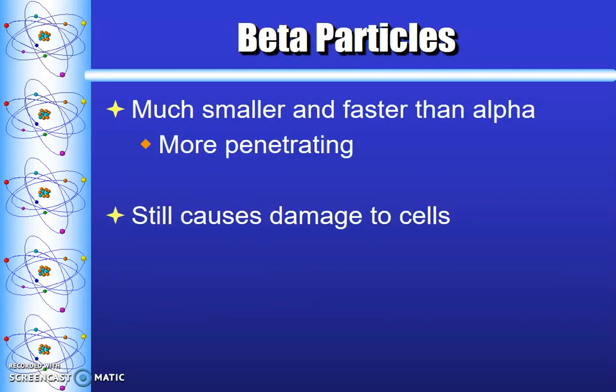Beta particles, they're much smaller, but that also means that they're much faster than alpha particles, which means they can penetrate the body more deeply. And again, they are a charged particle, so they can cause damage to your cells due to having that charge.